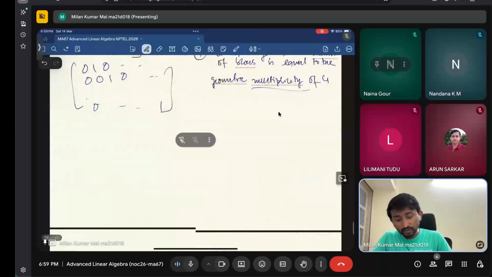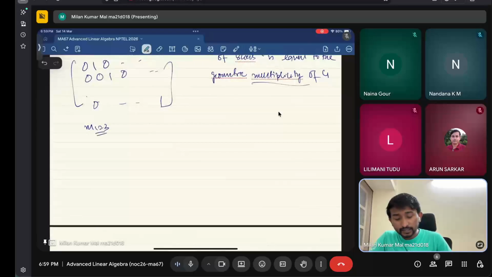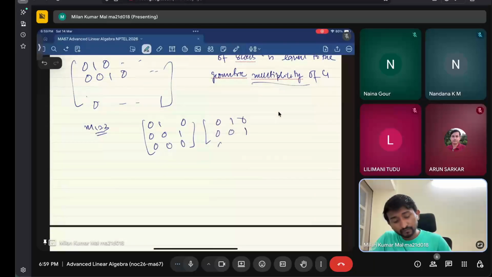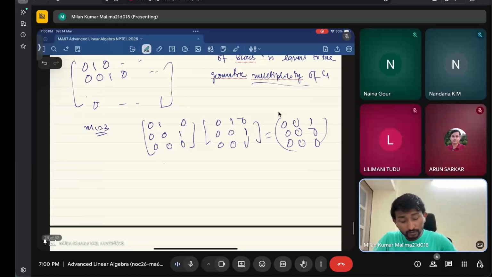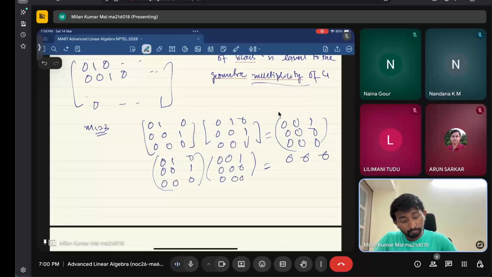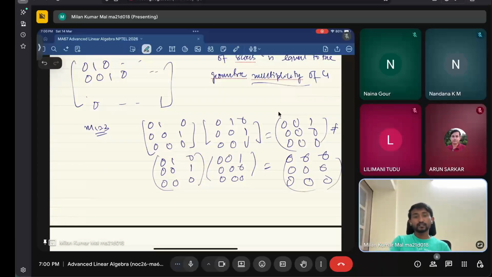Suppose M1 is equal to 3. So after removing C1, this is the matrix 0 1 0, 0 0 1, 0 0 0. If you take the square, it will be 0 0 1, 0 0 0, 0 0 0, and I hope I am writing correctly. Now if you multiply this by 0 1 0, 0 0 1, 0 0 0, then all the entries will be 0. But the square is not 0, right?